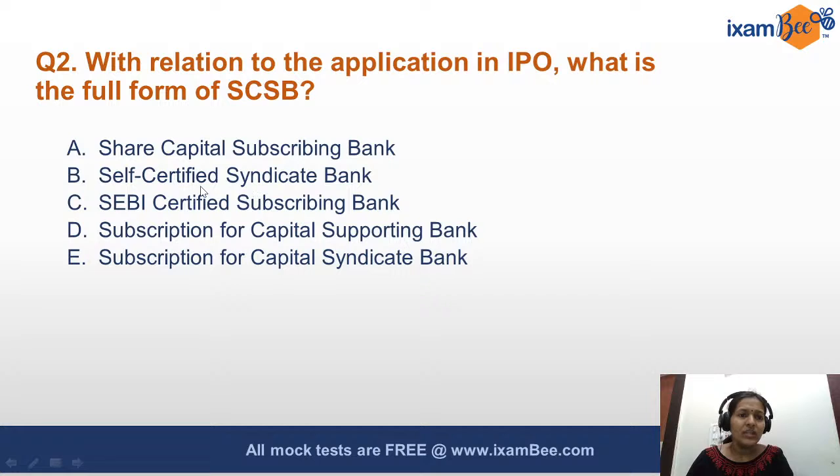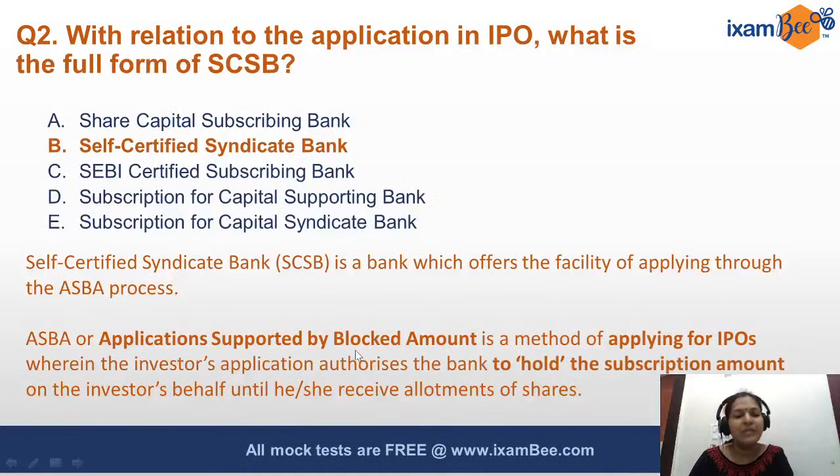In relation to the application in an IPO, what is the full form of SCSB? You might have read about allotment, whether the money will be deducted. This was done so as to reduce the timing and the process involved in first taking the money and then returning the money in case you do not get the allotment. So this is the process, and the money is blocked in a bank, and that bank which provides this facility is known as the Self-Certified Syndicate Bank. So both the full forms are important.